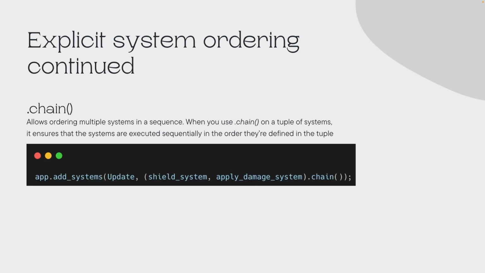The chain method allows ordering multiple systems in a chain. It is essentially syntactic sugar, or a more straightforward way of writing system ordering without repeating many befores and afters when you have a long chain of systems that you want to order. When you use chain on a tuple of systems, it ensures that the systems are executed sequentially in the order they are defined in that tuple. Just by using those 3 APIs, before, after, and chain, you can very easily specify your dependencies between systems and accomplish much of what you need to when thinking about systems and the dependencies of those systems.